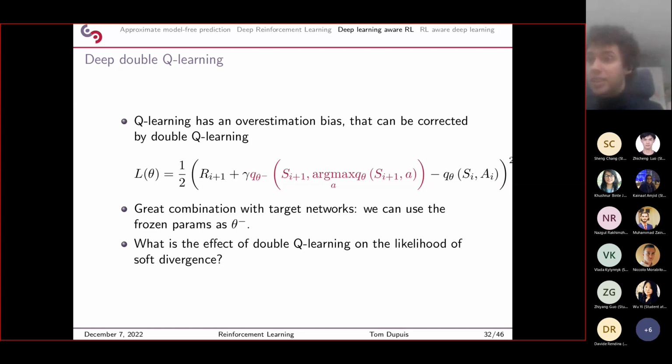Well, in this case, that's super good because we already have a target network. We already have two networks because we wanted to fix the problem of non-stationarity. So actually, we have nothing to do. We already have two networks. And actually, these target networks allow us to solve both non-stationarity and overestimation. And it has two beneficial effects.